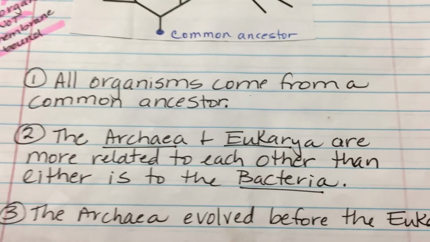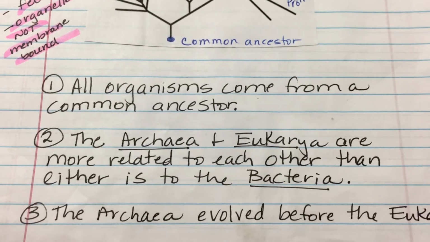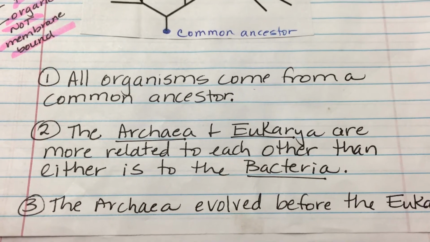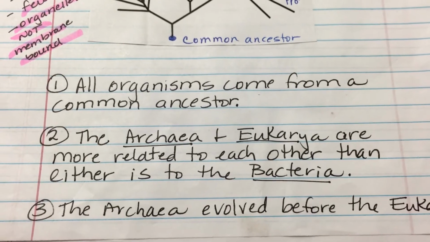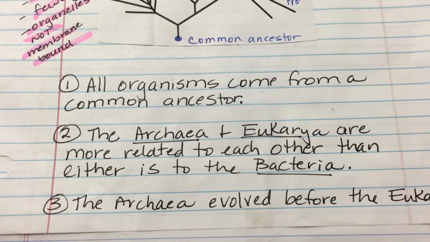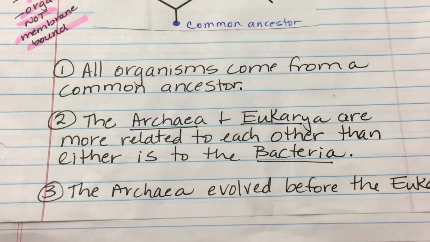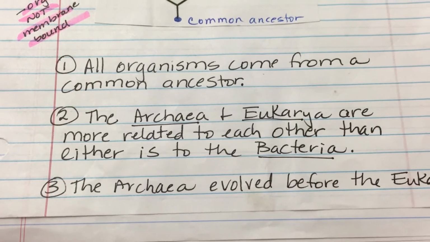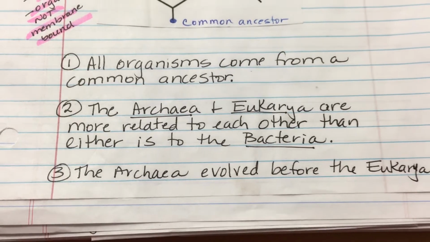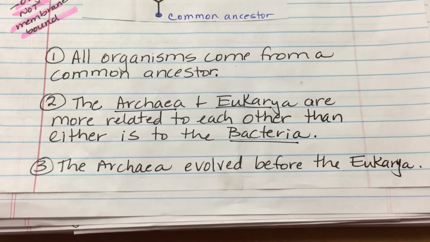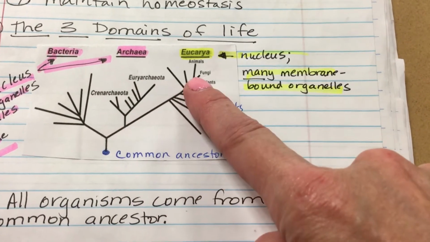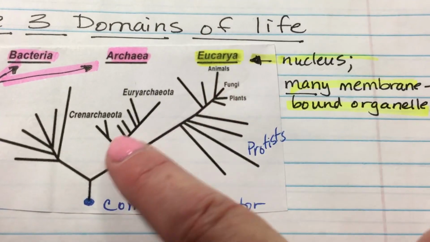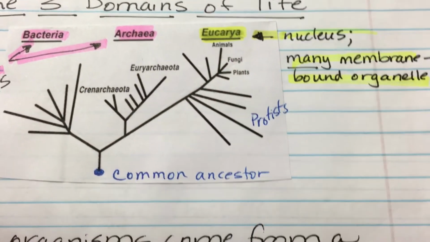If you remember, we had to look at this diagram and come up with some basic ideas, like interpretations, things that you could get just by looking at the diagram. And so things that we got from this diagram is all living things come from a common ancestor. We've already gone over number 2. And number 3 shows that the archaebacteria evolved before the eukaryotes, and you can tell that by the placement on the cladogram.